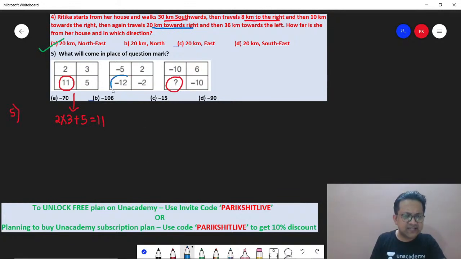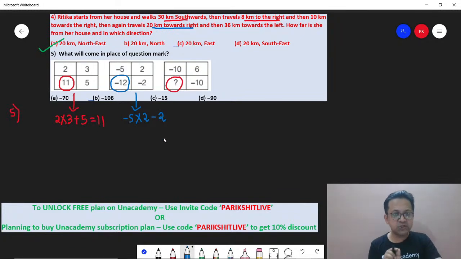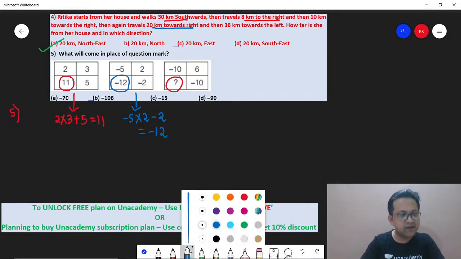Look at the next one: minus 12. Is it the same logic? Try to check. Minus 5 into 2 is minus 10, and then minus 2. Remember the BODMAS rule: first you've got to apply multiplication. So, minus 5 into 2 minus 2 is equal to minus 12. Super easy, and you got the logic. Correct?